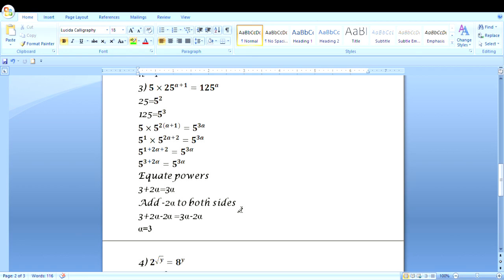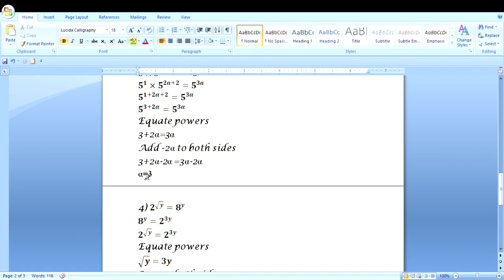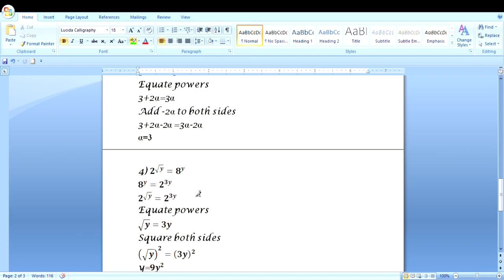Add minus 2 alpha to both sides. So 3 plus 2 alpha minus 2 alpha is equal to 3 alpha minus 2 alpha, so that here alpha is equal to 3. Now let's look at number 4 question here.